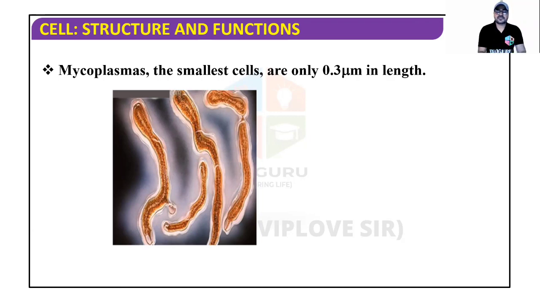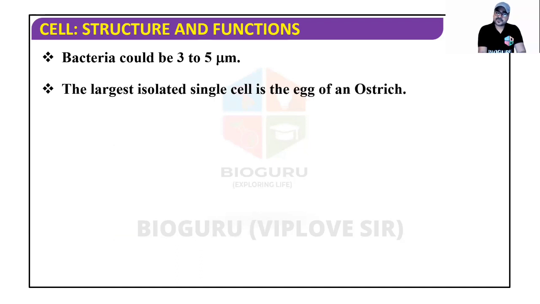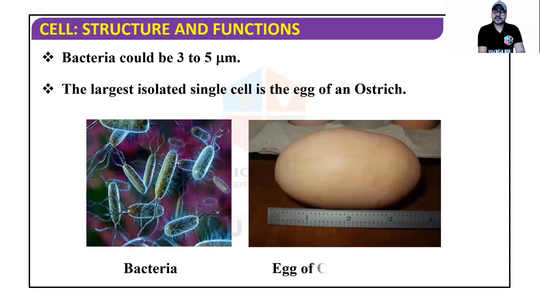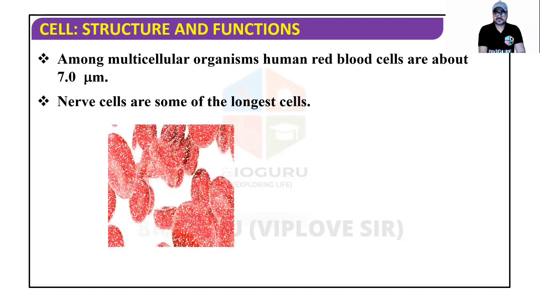Mycoplasma, the smallest cells, are only 0.3 micrometer in length. And bacteria could be 3 to 5 micrometer. The largest isolated single cell is the egg of an ostrich. Among multicellular organisms, human RBCs are about 7.0 micrometer and nerve cells are some of the longest cells.